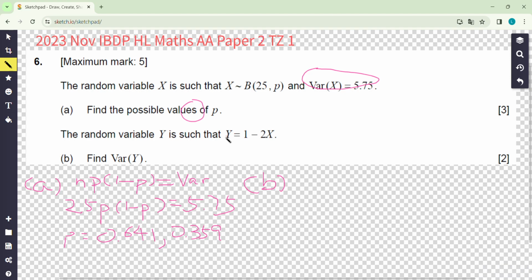Okay, and then the random variable Y is 1 minus 2X. Find the variance of Y, so multiplied by minus 2 and then plus 1. So for the variance, remember plus or minus does not affect it. And multiplied by a factor, the variance will be the factor squared times the original one. So it's equal to 5.75 times 2 squared. Okay, get it, so you can say it will be 23.